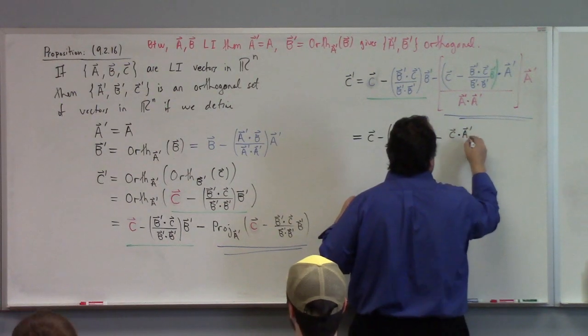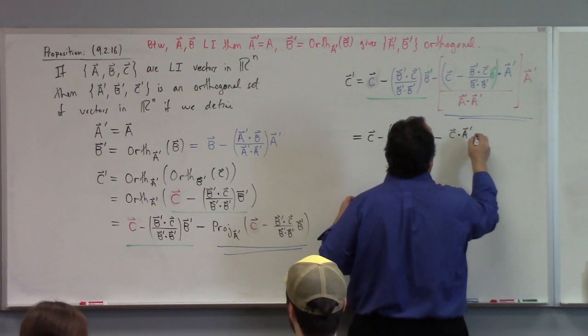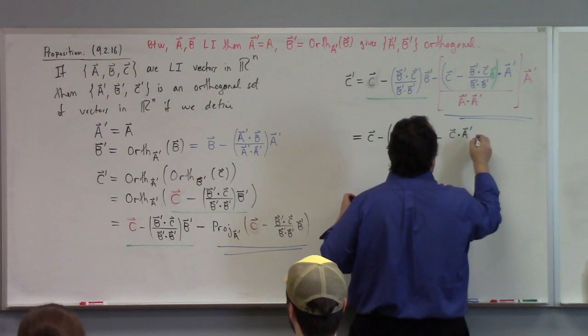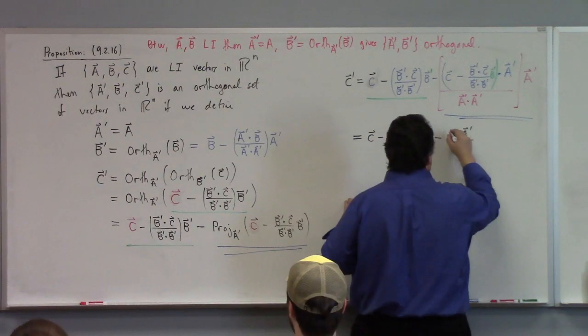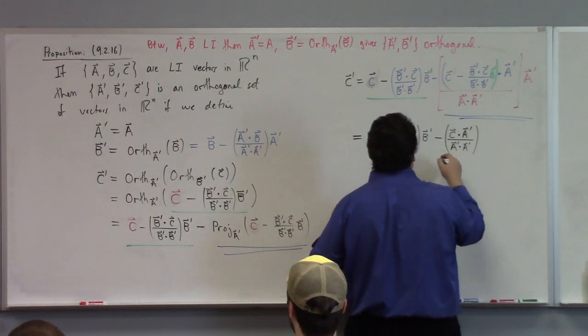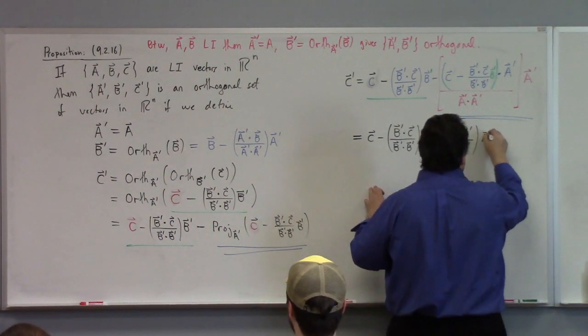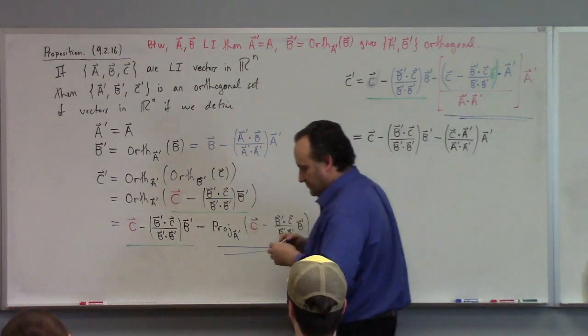Oh, thank you. So C dot A prime over A prime dot A prime. Is that what you're talking about? No? Oh. Well, you should have taken it. That was there for the taking. You could have claimed it.